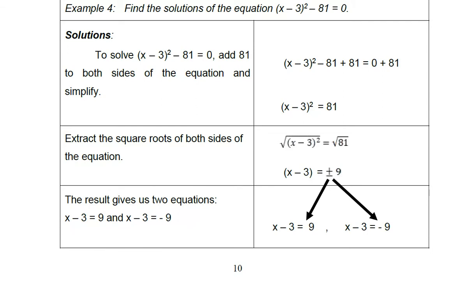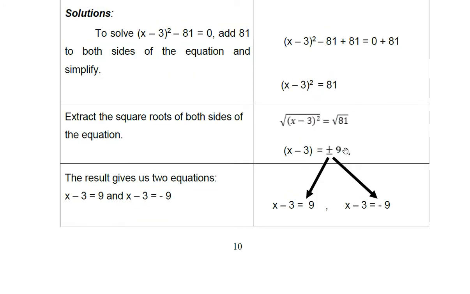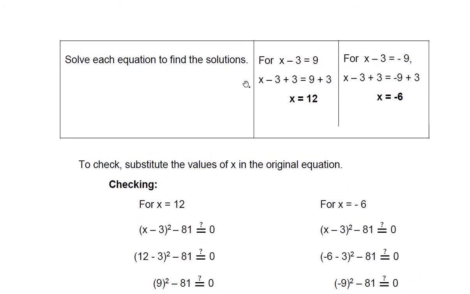Okay, so we have two linear equations here. So we're going to separate the two. So x minus 3 equals positive 9, and the other one, x minus 3 equals negative 9. So for finding x, just simply transpose the negative 3 to the other side. So this cancels using the additive property of equality.